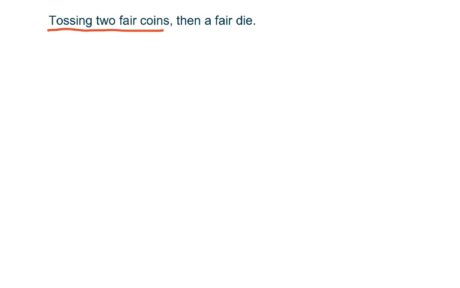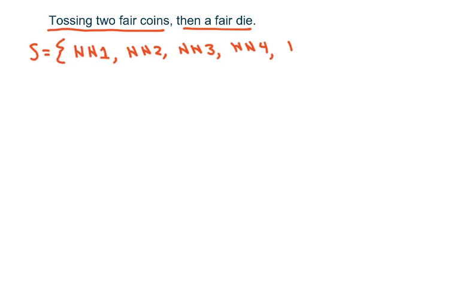We have tossing 2 fair coins, then a fair die. So basically, we're going to write our sample space, and we're going to do everything with the heads. So we have 2 heads and get a 1 on the die, 2 heads and get a 2, 2 heads and get a 3, 2 heads and get a 4. You see what I'm doing here? 2 heads and get a 5. 2 heads and get a 6.